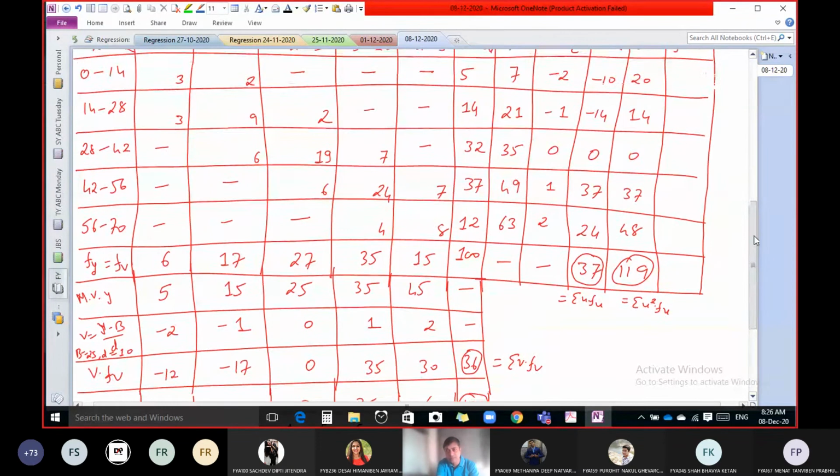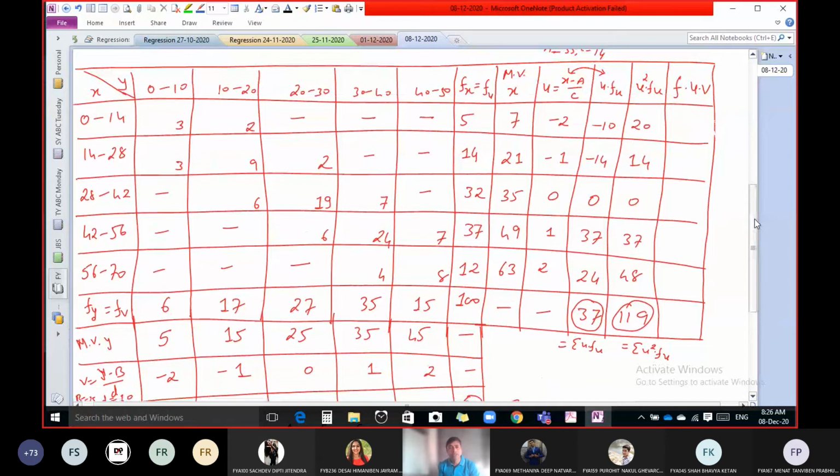Listen. In each of the cells having a frequency, you just have to write a bracket like this, in the upper left hand corner. See, no frequency here, so no need to write this bracket.